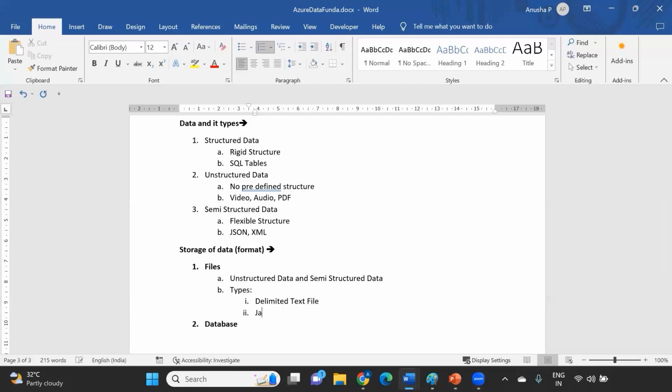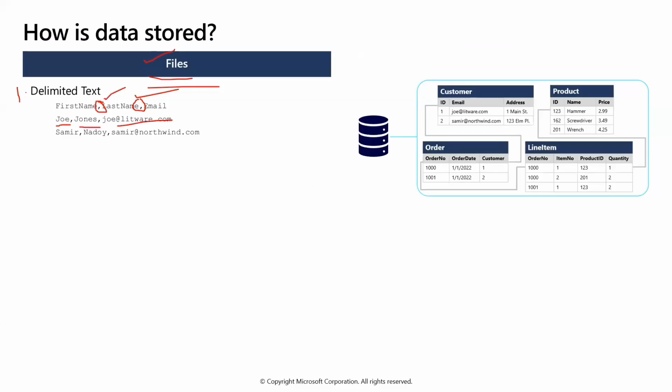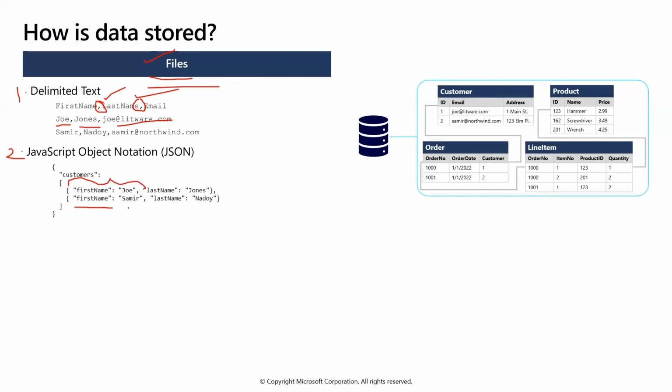The second one is JavaScript Object Notation, and that's exactly what JSON means. So your JSON files basically mean JavaScript Object Notation. If I show you the format here, this is the second category. Over here, you have the values in the form of key value pairs. First name Samir, last name Nadoy. It's in the form of key value pairs.